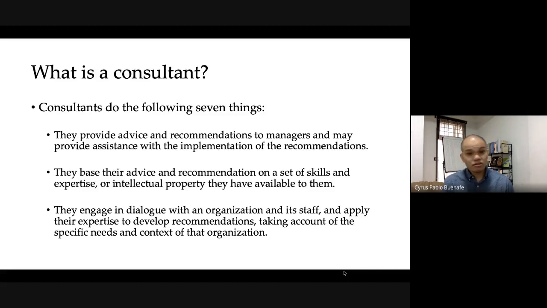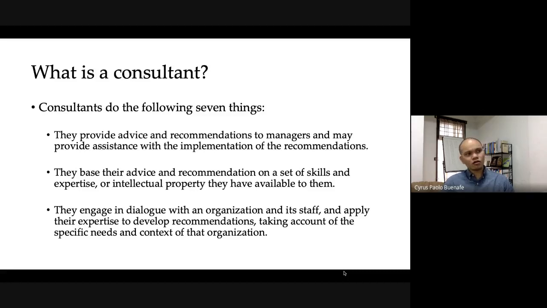Okay, so definitely a consultant, before giving those advice and recommendations to the client, okay, typically they need to have that credibility beforehand. Okay, and somebody who is not credible, whatever advice he or she would give is practically pointless or useless. Okay. Now they also engage in dialogue with an organization and its staff and apply their expertise to develop recommendations, taking account of the specific needs and context of that organization.